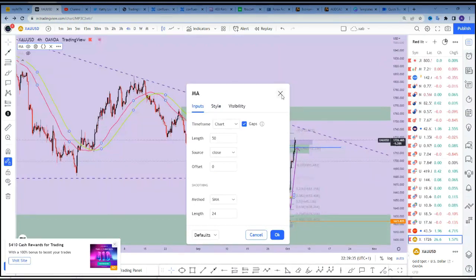Some of you are asking me to drop the indicator settings in the group. Let somebody just take a screenshot of what is on the screen right now and drop it in the group.